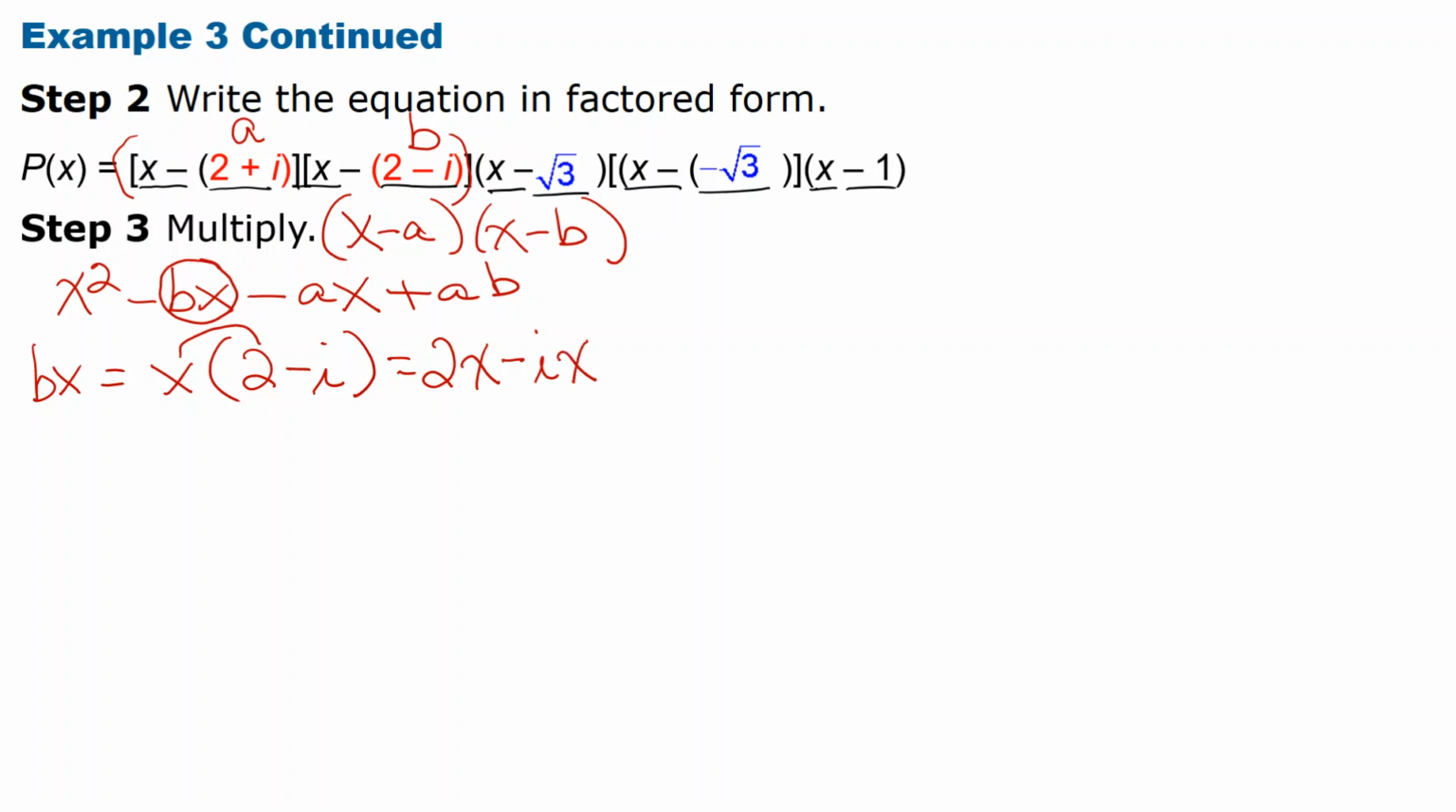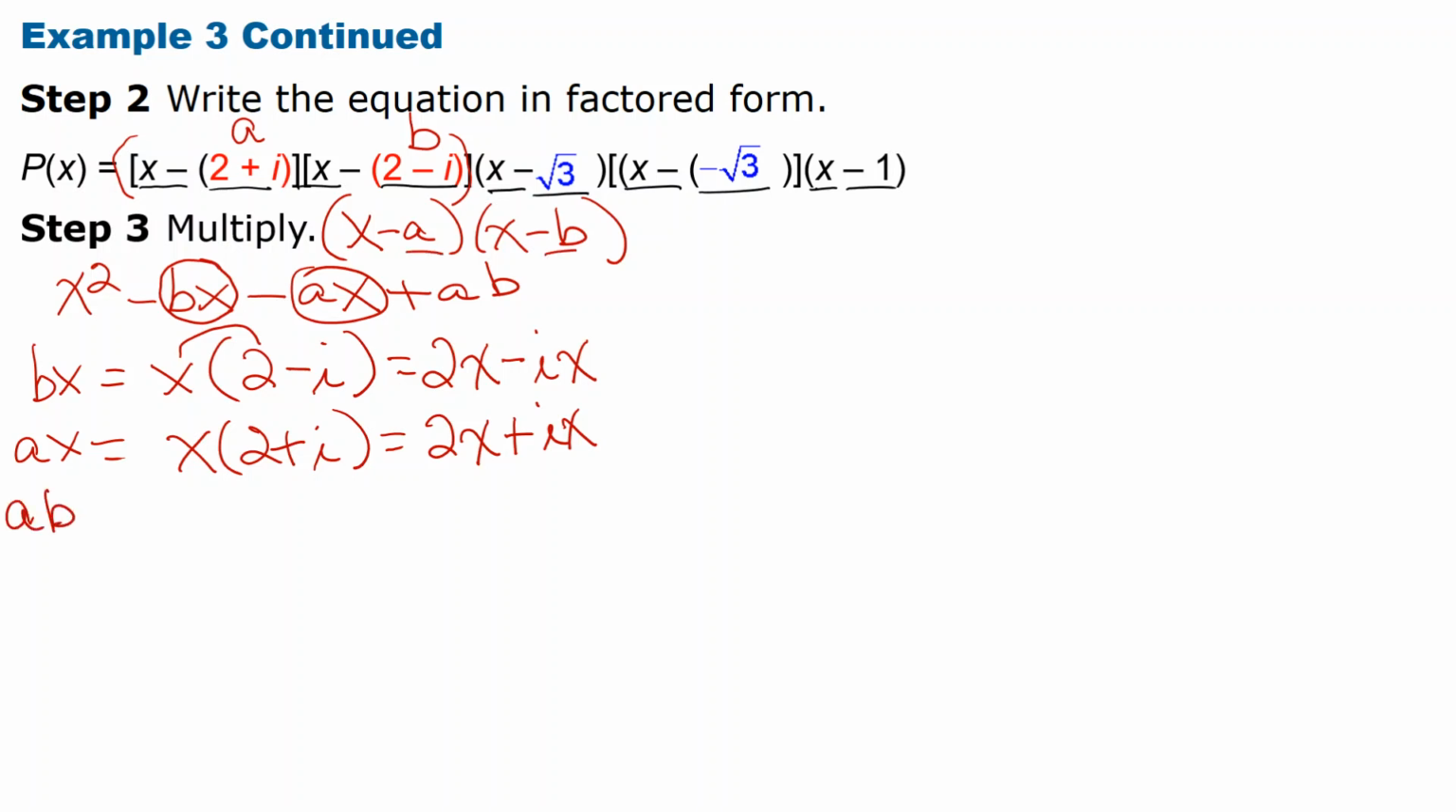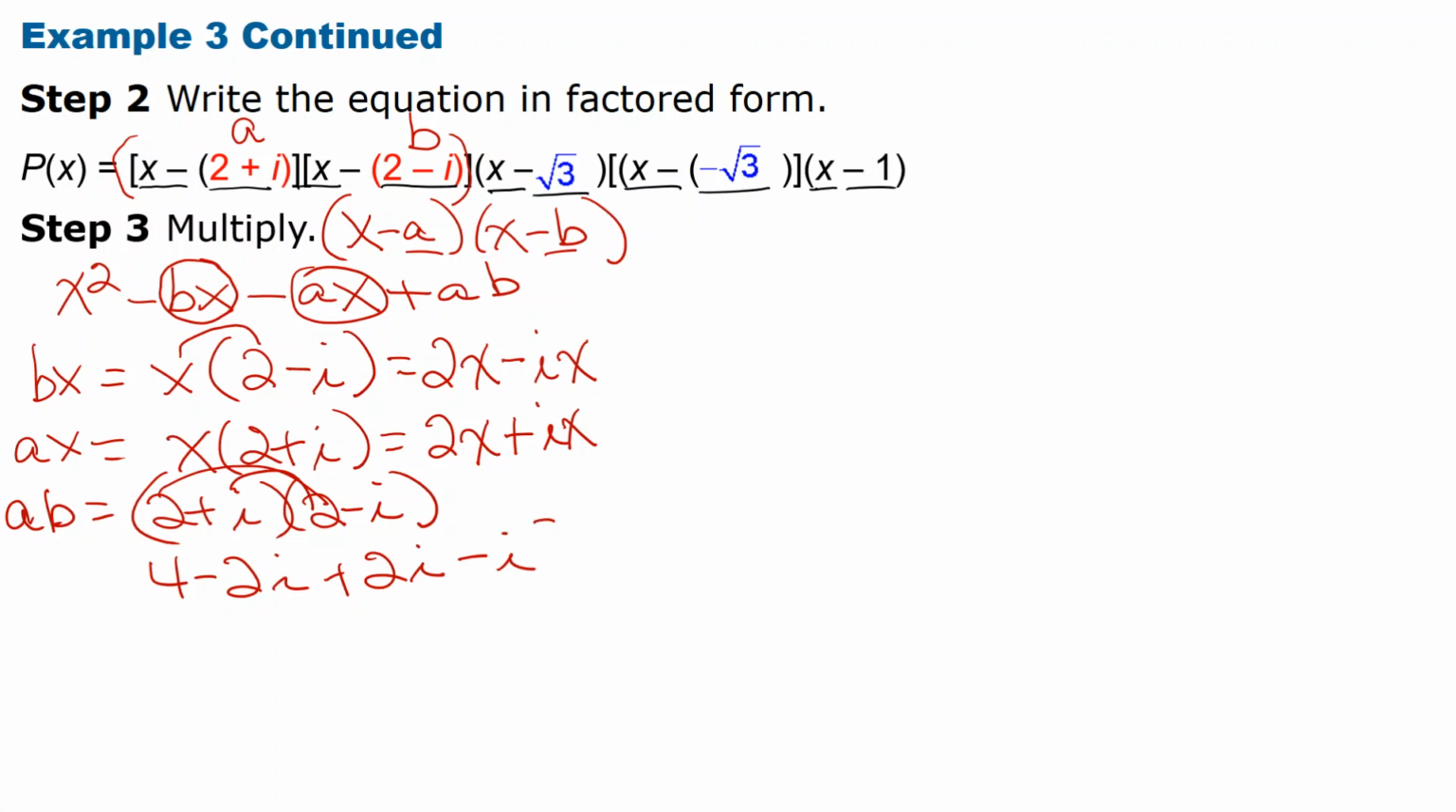ix. All right, and then we have our Ax, so let's go ahead and figure out what Ax is. And that's going to be x times our A, which is 2 plus i. So when we distribute that, x times 2 is 2x plus i times x. All right. Now let's go ahead and figure out what our AB is. AB equals 2 plus i times 2 minus i. And we can just FOIL this. That's going to be 4 minus 2i plus 2i minus i squared.